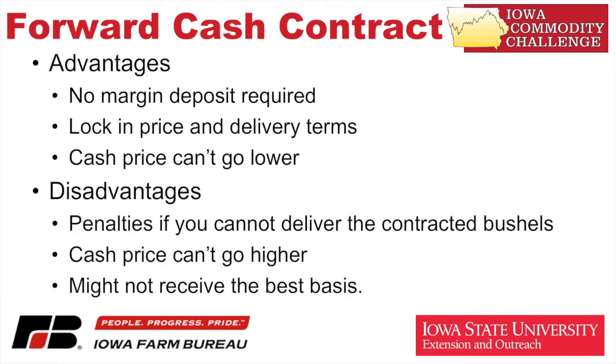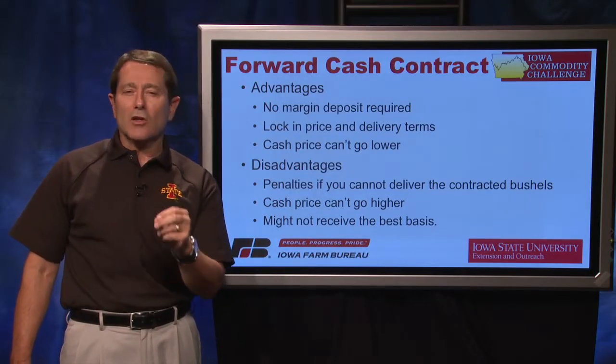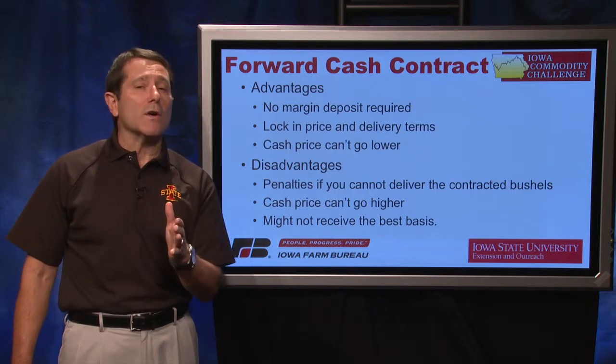But there are also disadvantages. The penalties if you cannot deliver the contracted bushels. Again, it's a binding contract between you and the local grain merchandiser. Cash price can't go higher because you've locked in on the cash price as long as you meet the obligations of the contract. But in many cases, you might not receive the best basis. The basis that's actually offered as we get closer to that delivery period could be more attractive, isn't always.